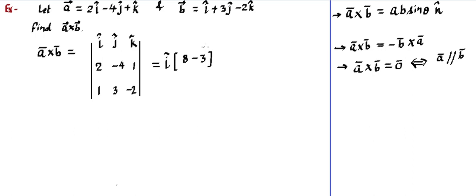Once we have written i cap, then j cap is coming. This j cap has to be written with a minus sign, and then we need to perform the same operation. The column will not be considered, the row will not be considered. So 2, 1, 1, minus 2 will be making it.